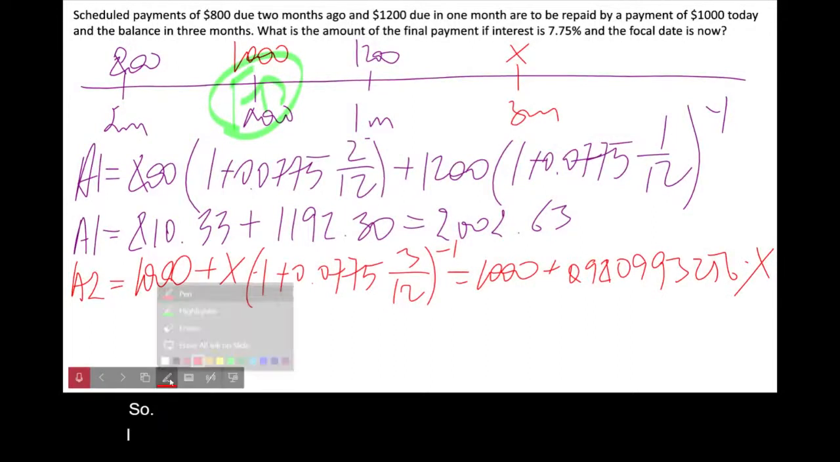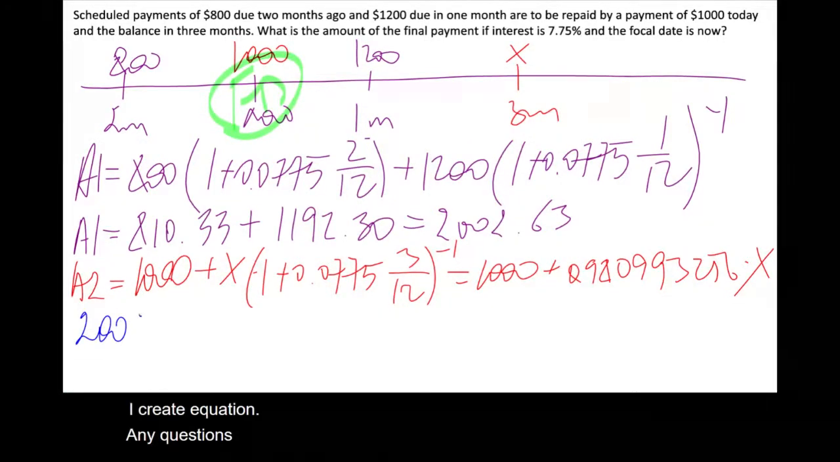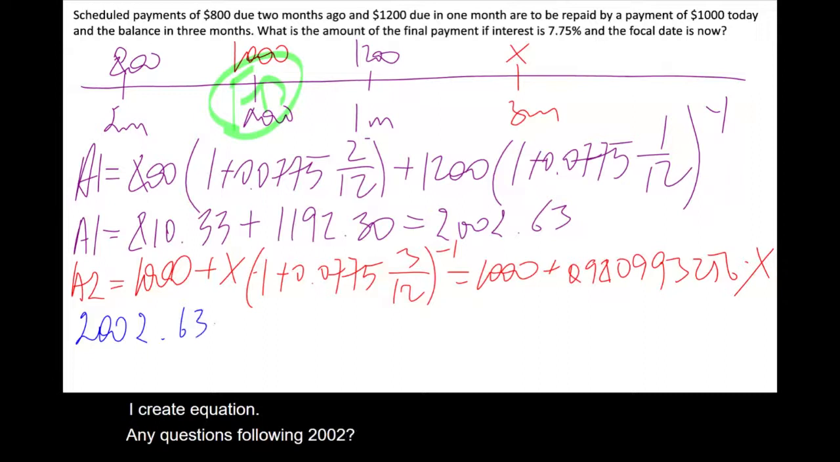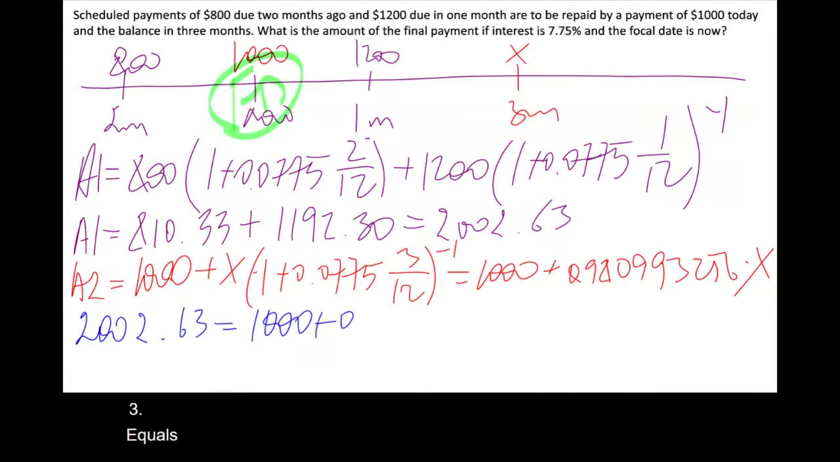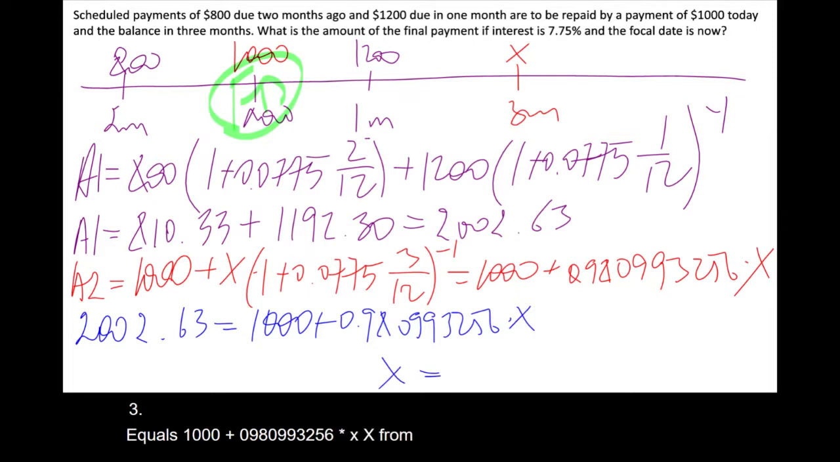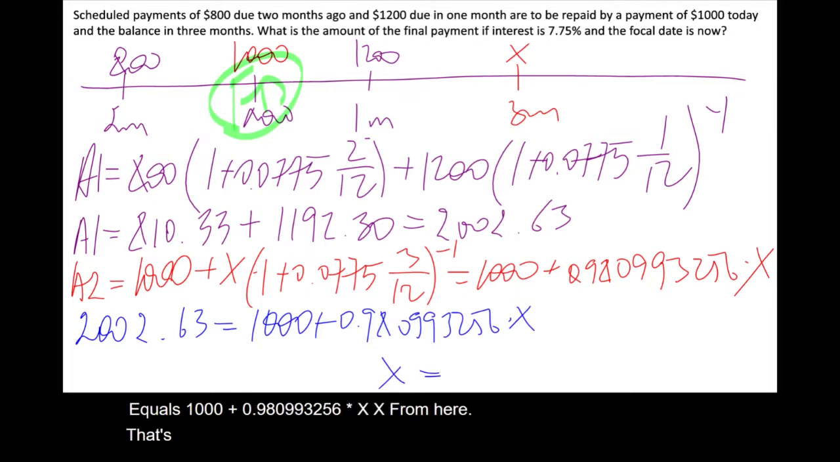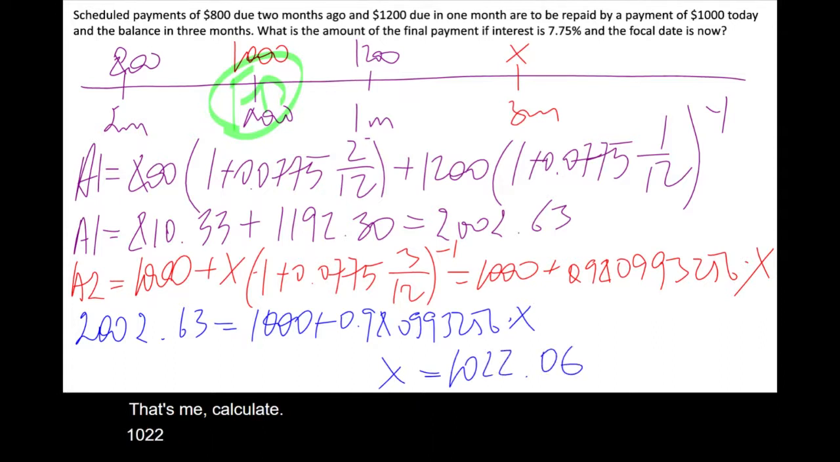Now I create the equation, and the equation is the following: 2002.63 equals 1000 plus 0.9809326 times x. So x from here, let me calculate. $1,022.06. That is the answer. Any questions?